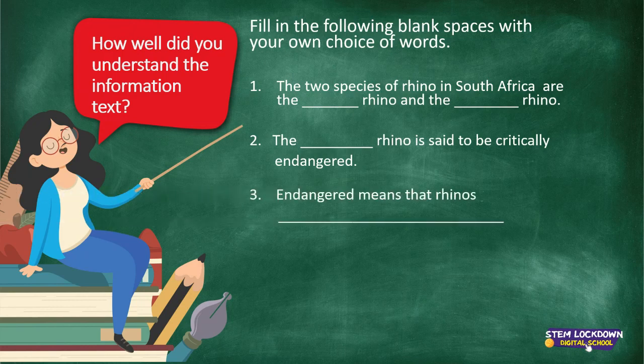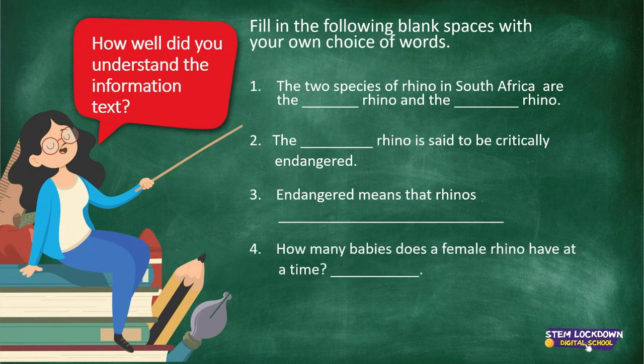Number 3, endangered means that rhinos, what? What does endangered mean? Right, you finish off that sentence for me, please. Endangered means that rhinos. Right, number 4. How many babies does a female rhino have at a time? Write in your answer.